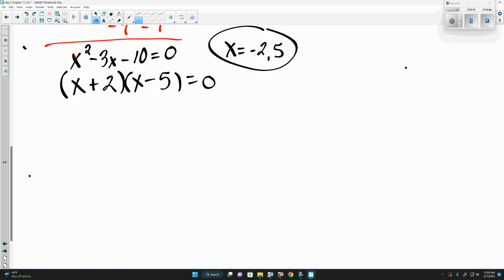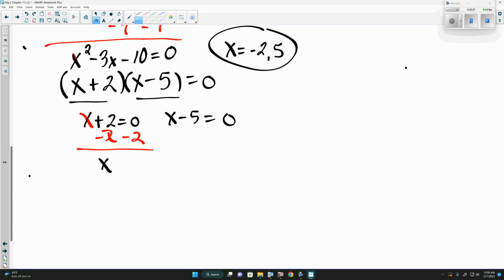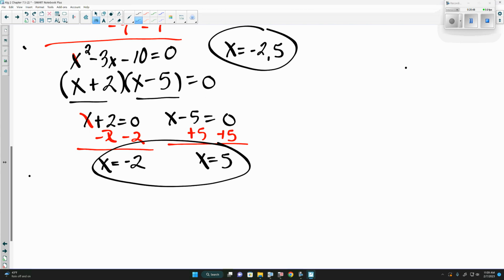Now, you're probably saying, well, the values of x that we found for graphing were negative 2 and 5. But again, at this point, since I have two things multiplied together equals 0, one of them must be 0. So x plus 2 is equal to 0. X minus 5 is 0. For x plus 2, we would subtract 2 from both sides, telling us x is negative 2. That does match. For the other one, we would add 5, telling us x is equal to 5.